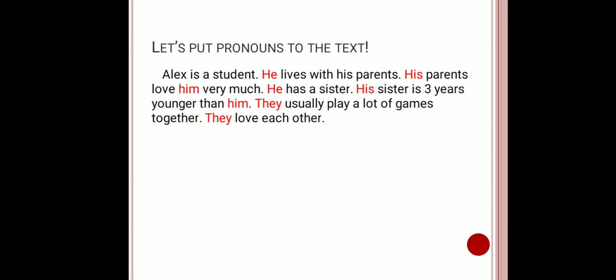They usually play a lot of games, so I want to refer to Alex and his sister, so I use the subject pronoun they. They usually play a lot of games together. They love each other. Again, I use the subject pronoun they to refer to Alex and his sister. And now, after I put the pronouns into the text, it sounds amazing. It's not boring anymore.